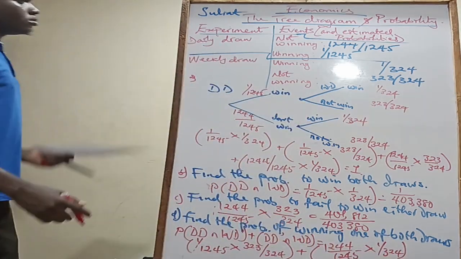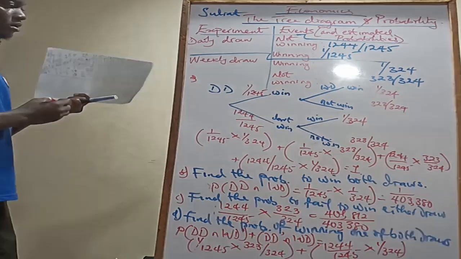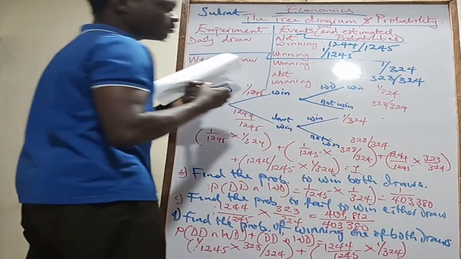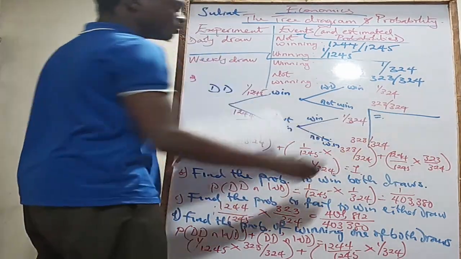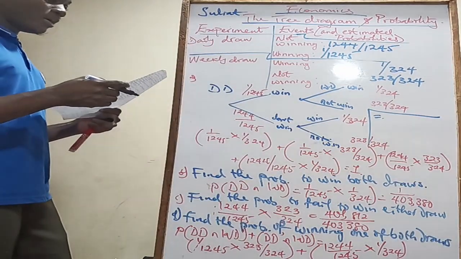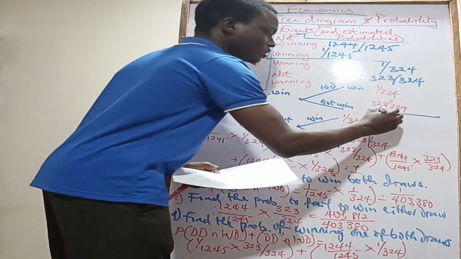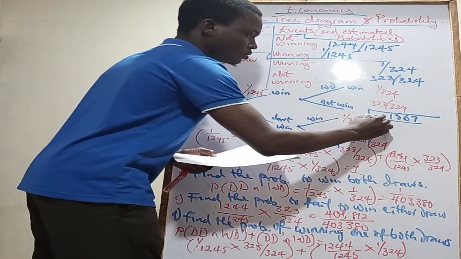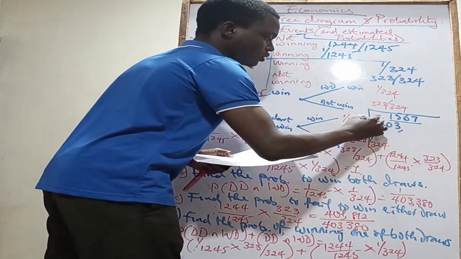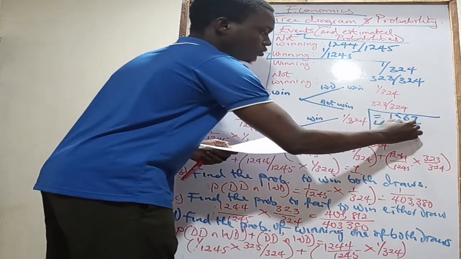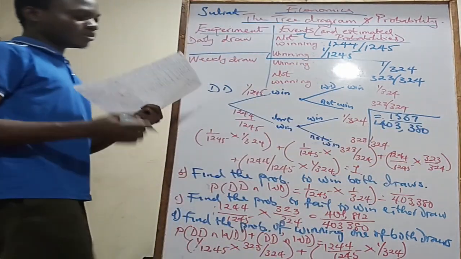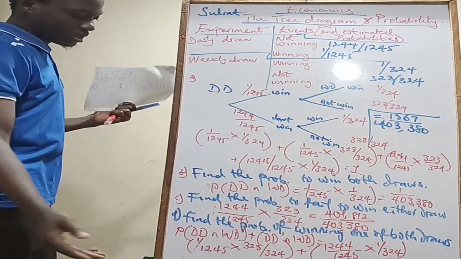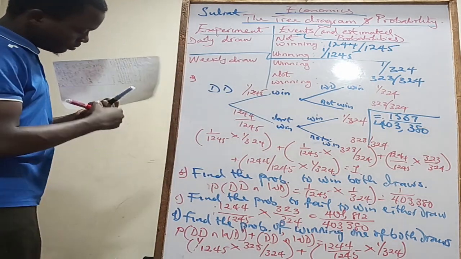So by the time you're done, your final answer is going to equal 1567 divided by 403,380. So you can see it is just easy, you just pick the numbers, and then you're going to be fine. All right, so that's that about this particular one.